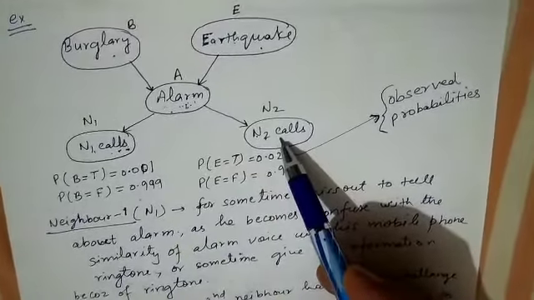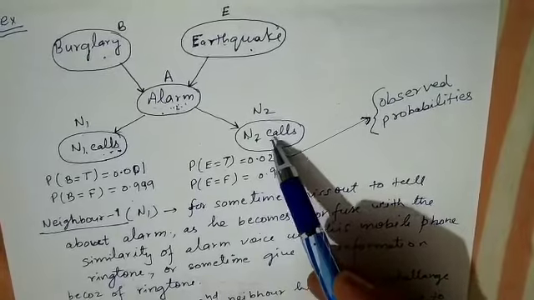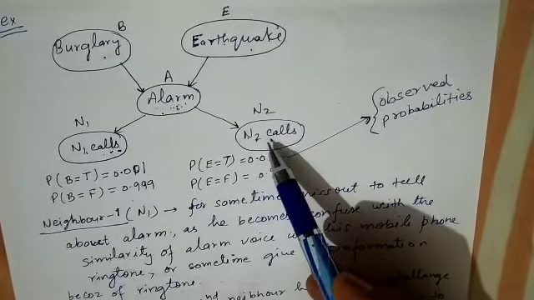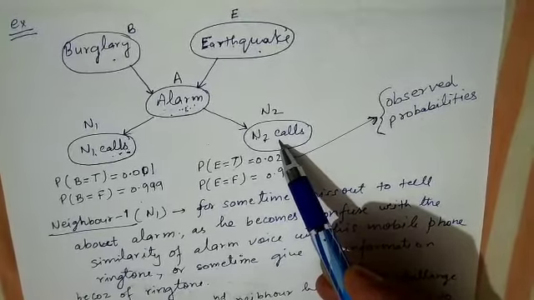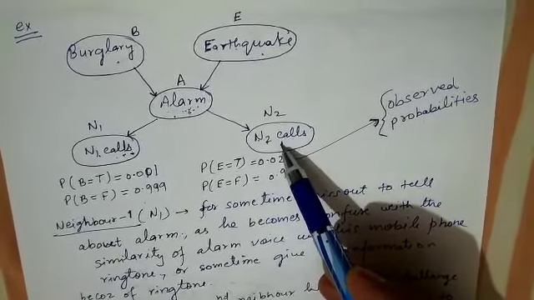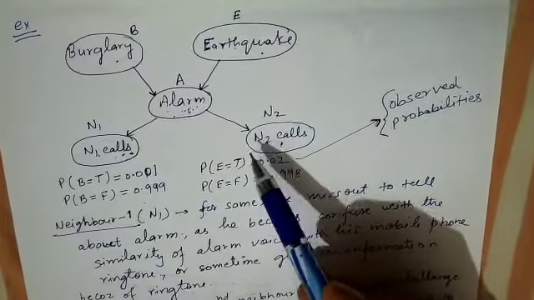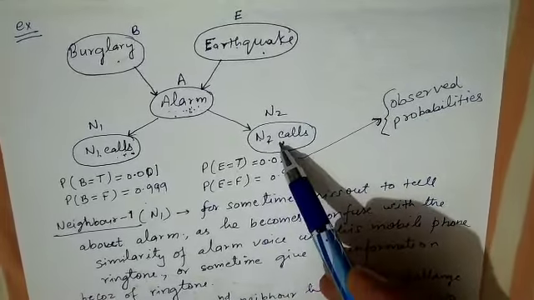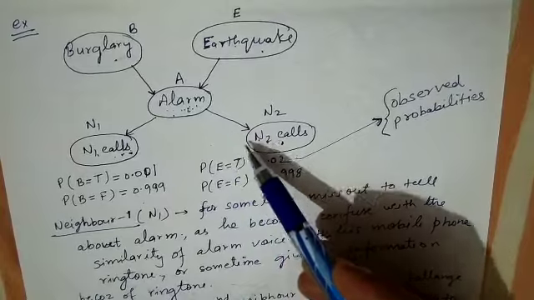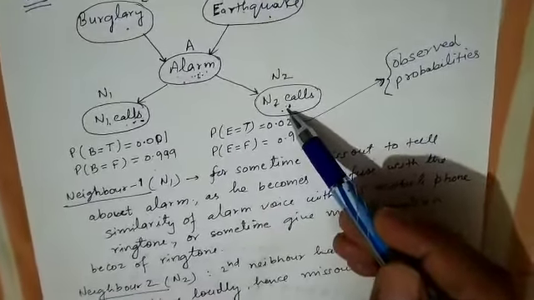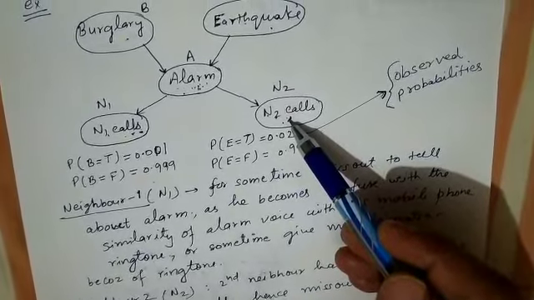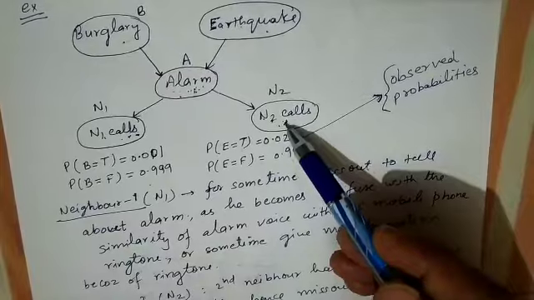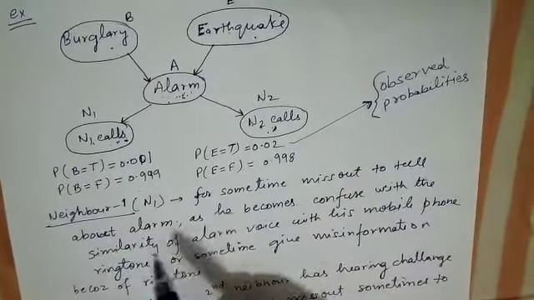The problem with neighbor 2 is that he has some hearing challenge. He can hear only loud voices. So if he is not very close to his house, it may be the case that he is not able to hear the alarm. In that case also he misses telling the information to that person. So just see here, the probabilities are given.